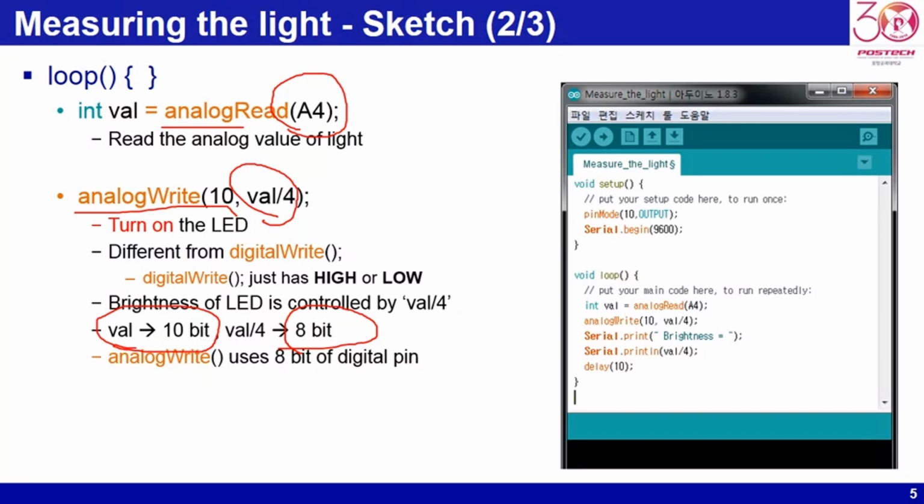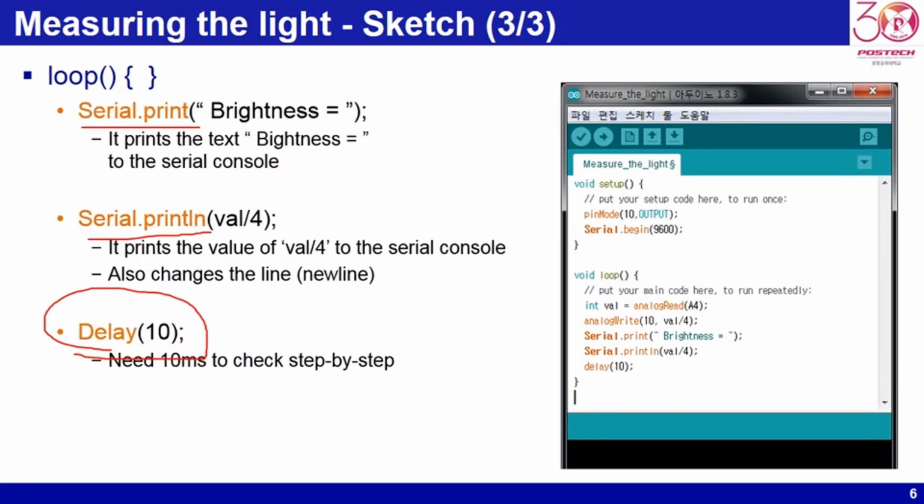So here we show how to display the measured values using the serial monitor. This can be done with Serial.print and Serial.println functions. We have to set the delay to make the measurement every 10 milliseconds. After writing the sketch, we have to compile and upload it to the Arduino board.